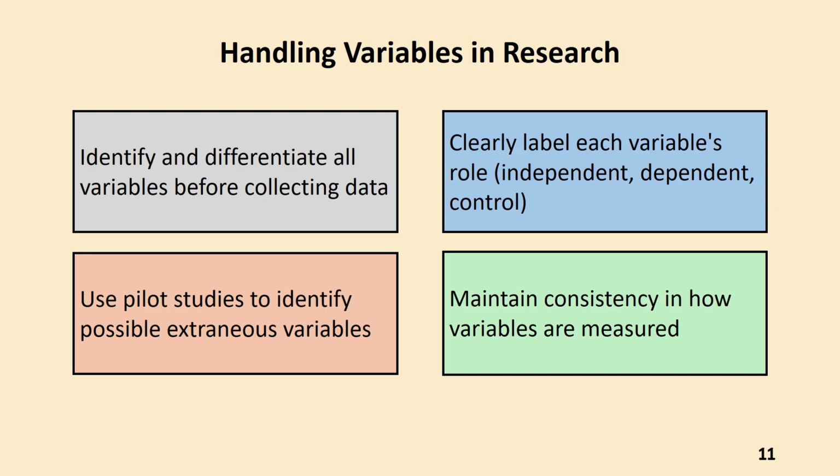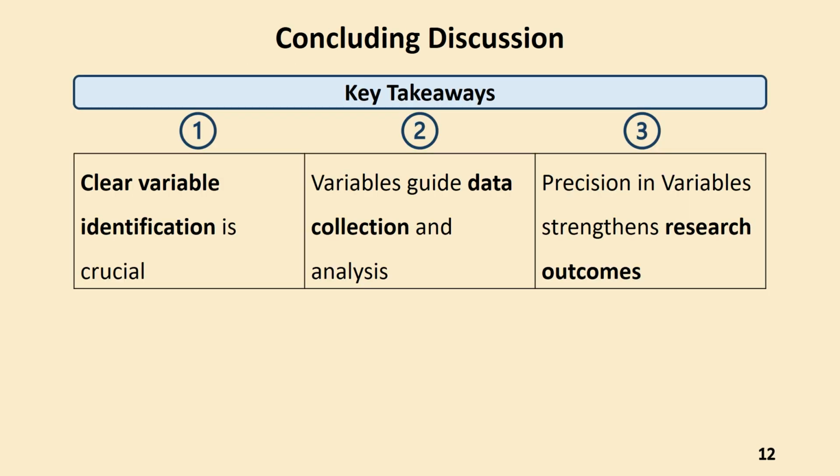Concluding discussion for today's lecture, major key takeaways. Clear variable identification is crucial. This is very important, learners. If you do not identify and understand your variable clearly, you are not going to frame a good hypothesis, and you are not going to complete your research properly.